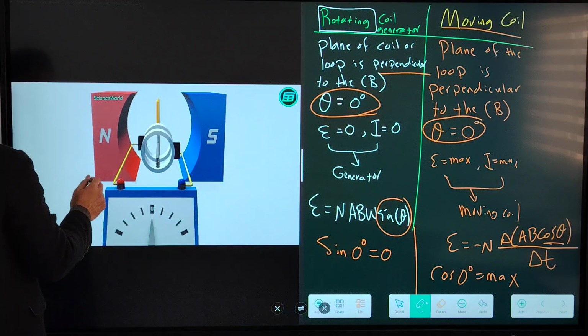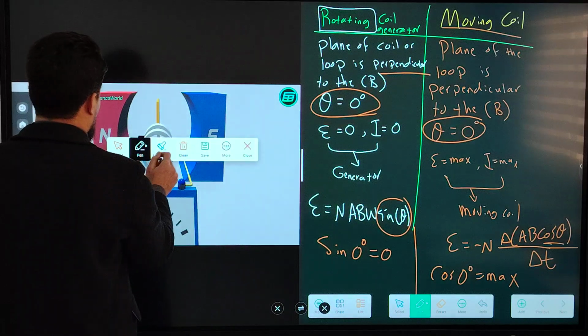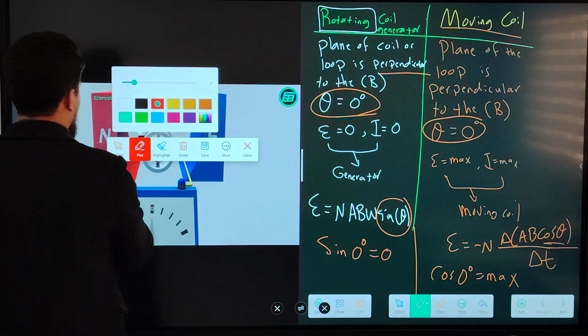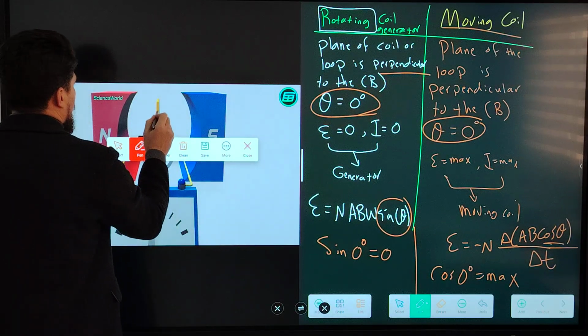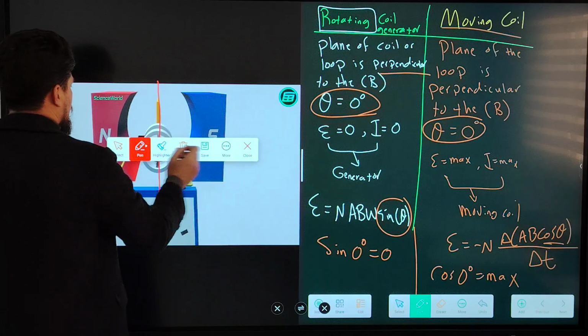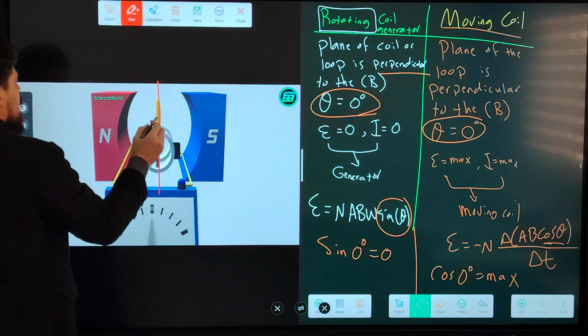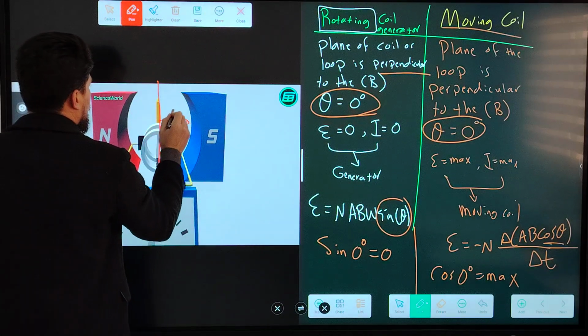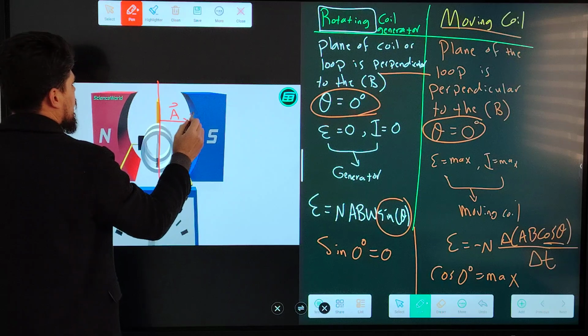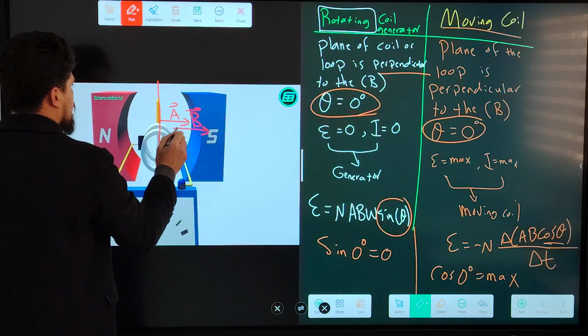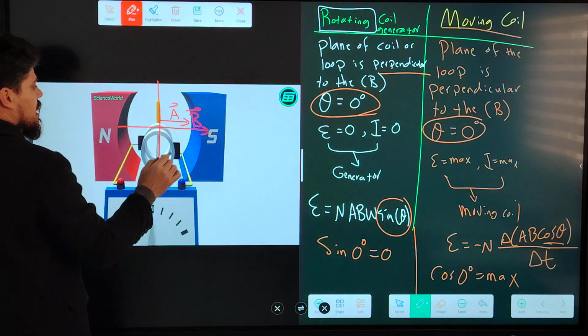Guys, look. When the plane of the loop is perpendicular, the area vector is parallel to the magnetic field, in the same direction. The field goes from north to south.